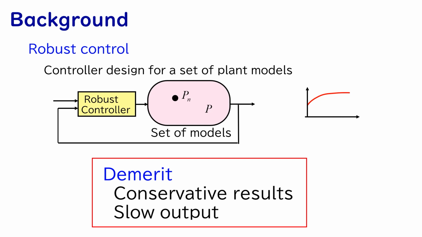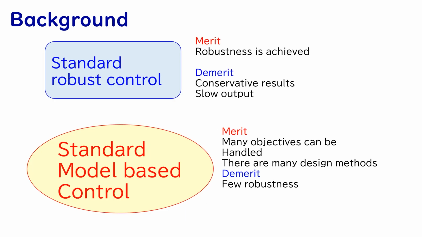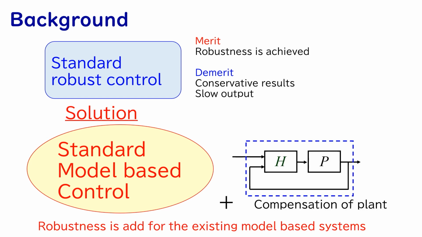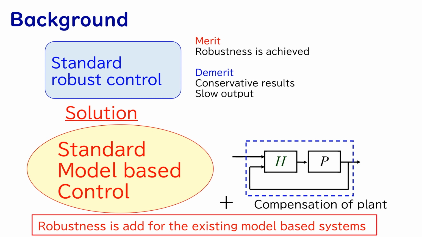Another disadvantage is that the admissible performance indices are limited because the problem is more complex. Thus, for each of these, there are advantages and disadvantages. In contrast, our research is considering a new compensator that compensates for errors in the plant for model-based design and adds robustness to existing control systems.